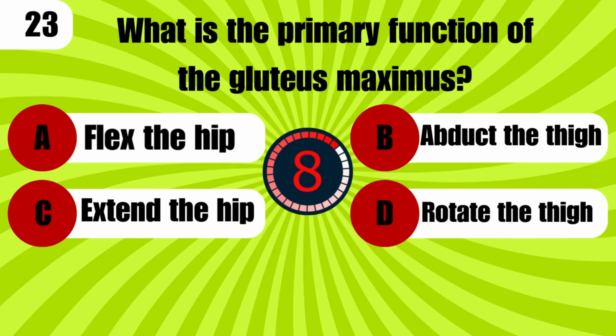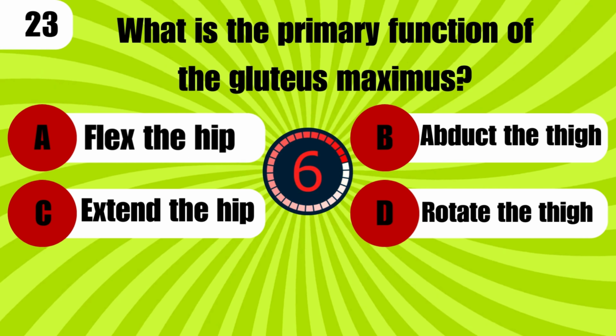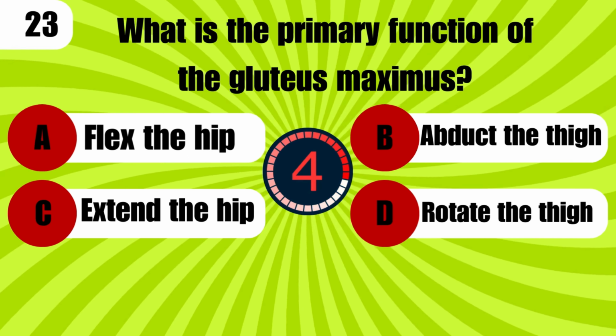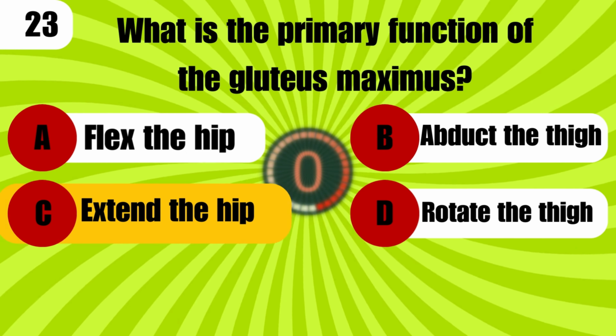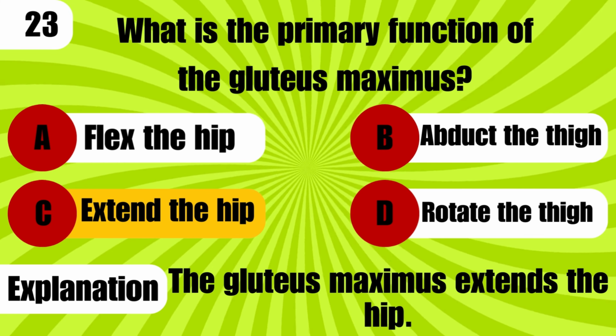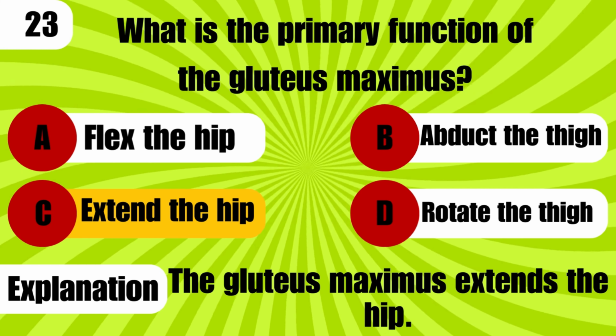What is the primary function of the gluteus maximus? Flex the hip, abduct the thigh, extend the hip, rotate the thigh. The right answer is extend the hip. The gluteus maximus extends the hip.